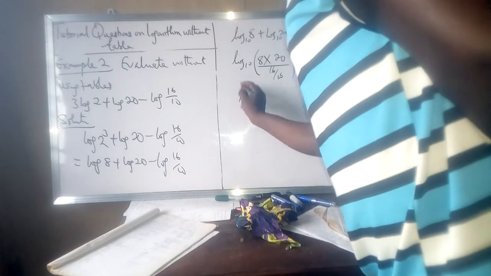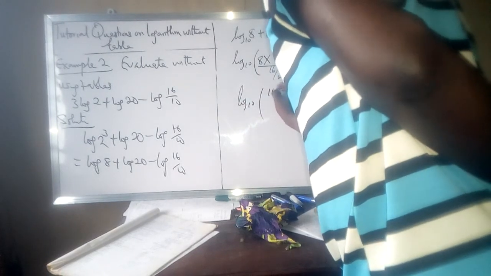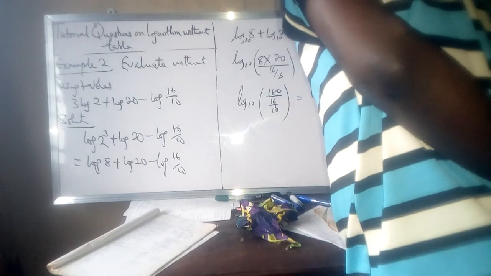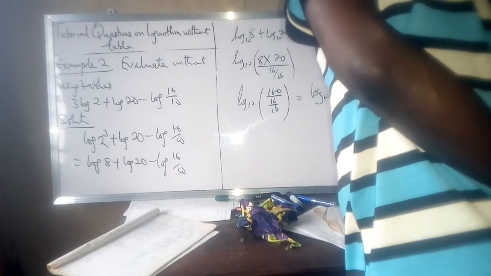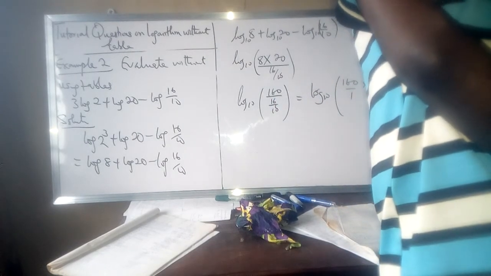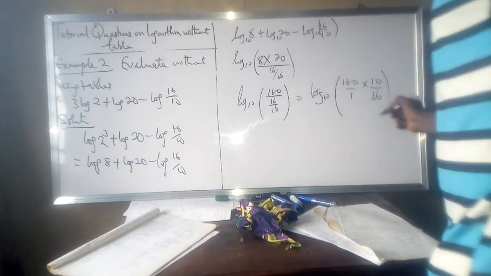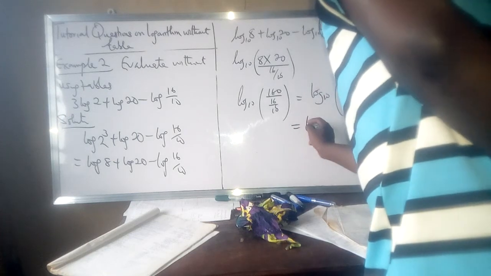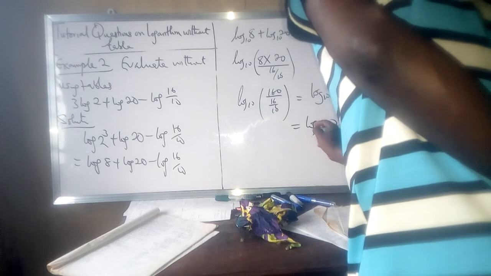So in that case, we have log base 10 of what? This is 160 all over 16 all over 10. So which will give us log base 10 of 160 all over 1. You divide this one, this one will now be multiplied by 10 all over 16. By the time you divide by 16 over 10, it will be the inverse of that. So 16 here 1, 16 here 10. So you have log 10 times 10 is 100 base 10.